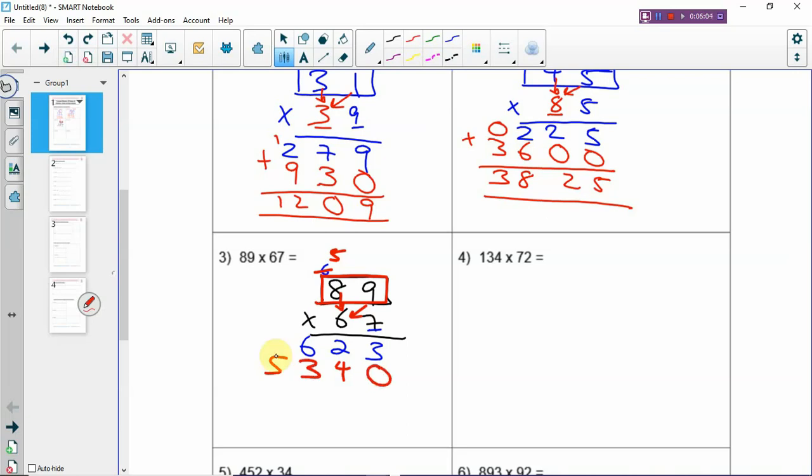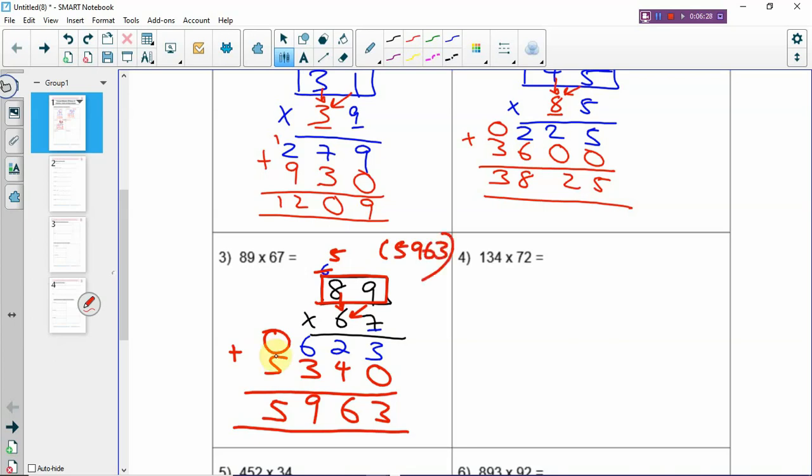And then what do you do next? Last step is always to plus them together. Alright, so 3 plus 0, you get 3. 2 plus 4, 6. And then 6 plus 3 is 9. And of course, there's a blank space, that's a 0 as well. And then 0 plus 5 is 5. So what's your answer? Your answer will be, let me write over here, 5,963. Okay, so that's how you multiply 2-digit numbers.